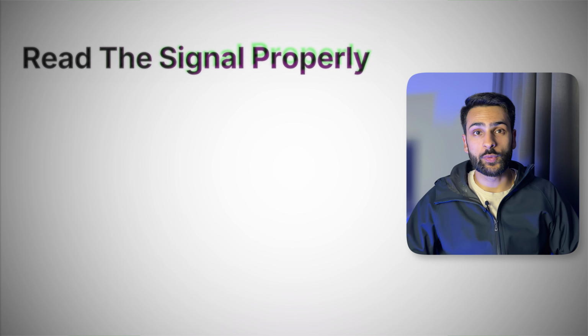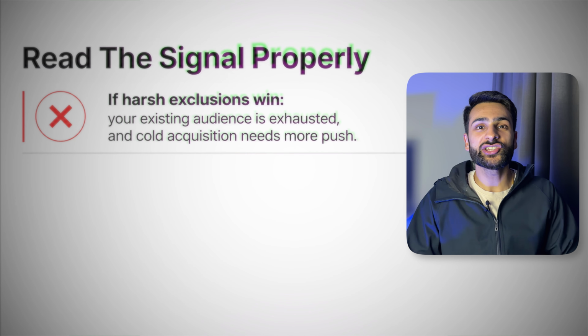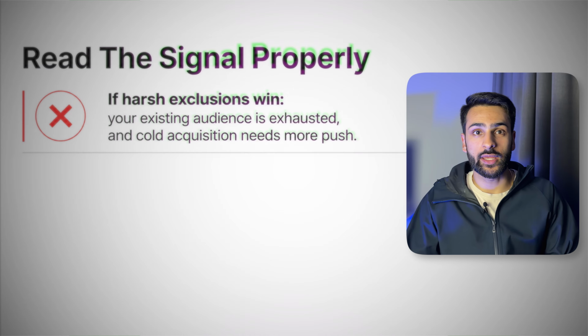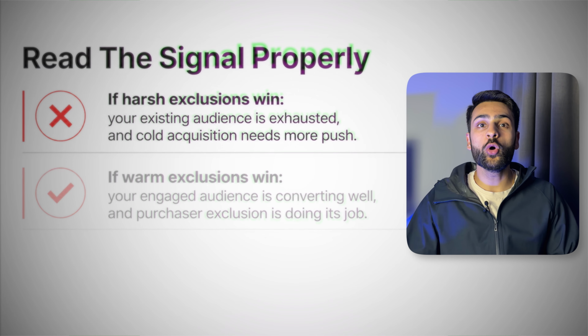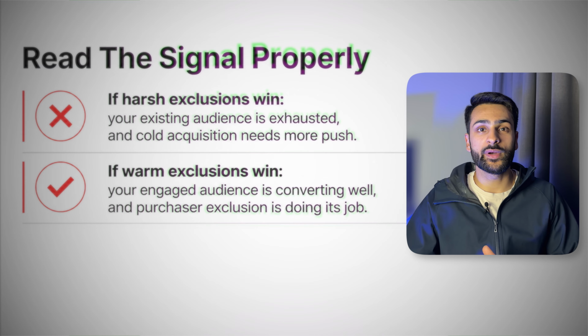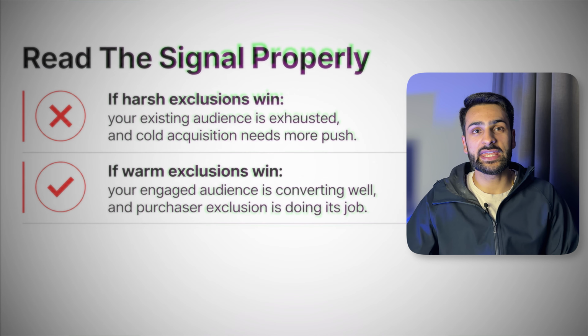If you cross-check in Triple Whale or Northbeam, and your harsh exclusion campaign is winning on first click contribution, that's a signal your existing audience is exhausted and the algorithm is having to work harder to find new buyers. If your warm exclusion campaign, where you've only cut out purchases, is winning on last click, the algorithm is getting good hits on your engaged audience and the purchase exclusion is doing its job by keeping existing customers out of the spend. Different signals, different actions. You can't read any of that from a single campaign.